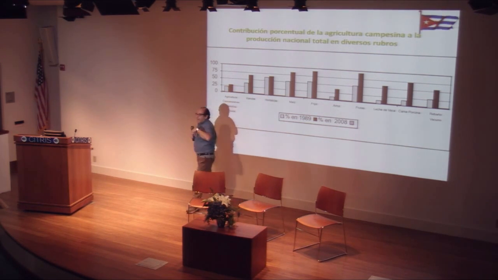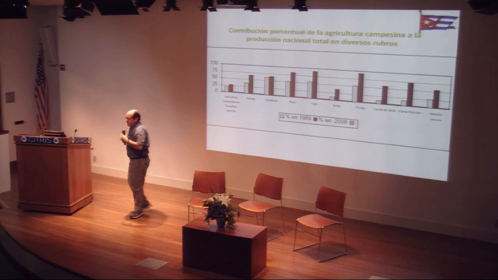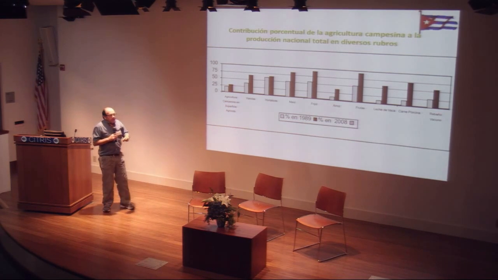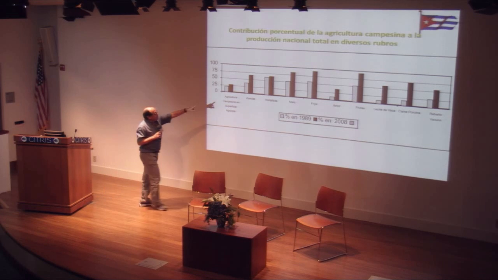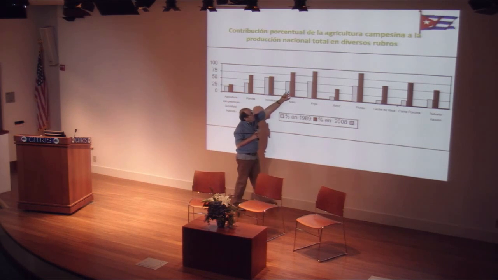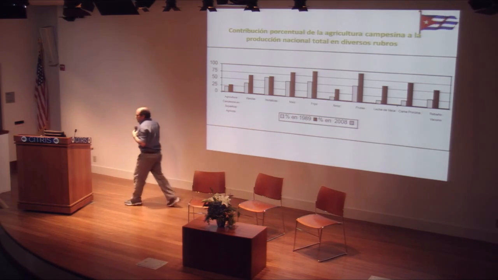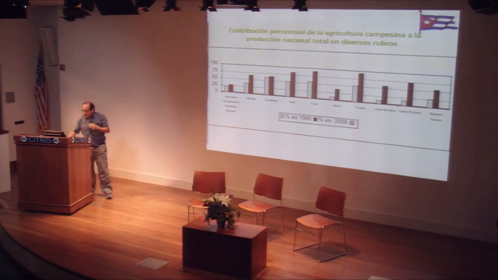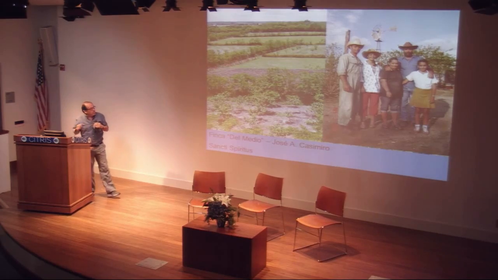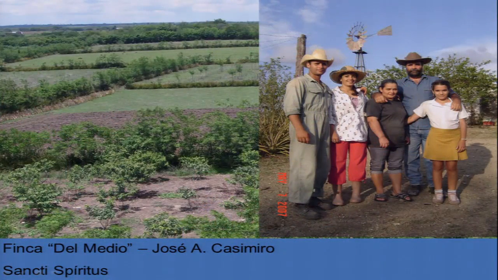Before that, they had an industrial agriculture based on the Soviet subsidies. When the crisis came, the peasants were the ones producing the food, without fertilizer, without pesticides, okay? And they produced 80% of the food on that island, organically. Like this one, for example. This is Casimiro and his wife. I know this family very well. I know this farm very well.